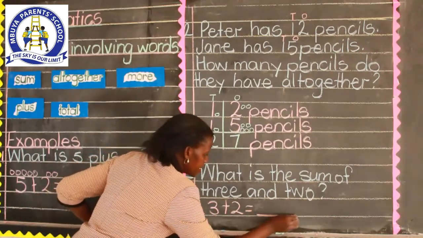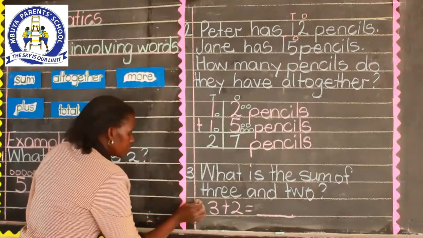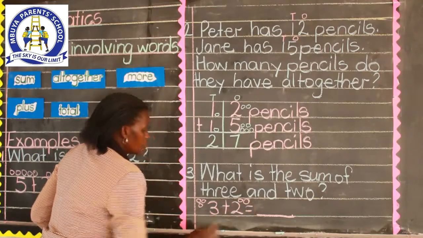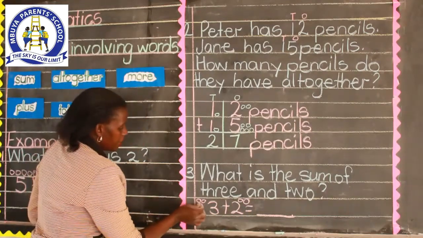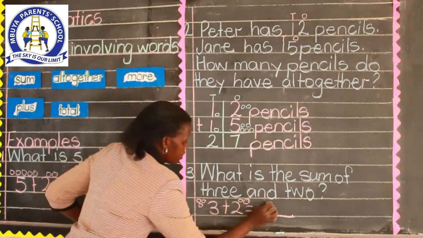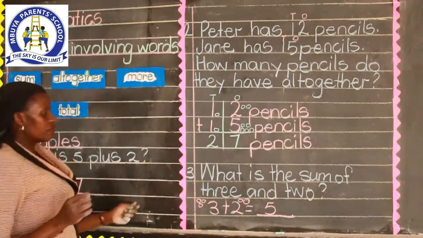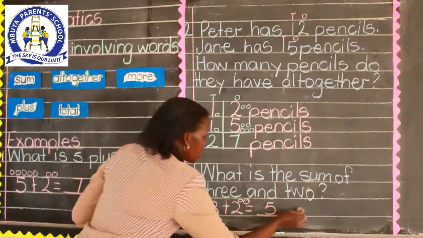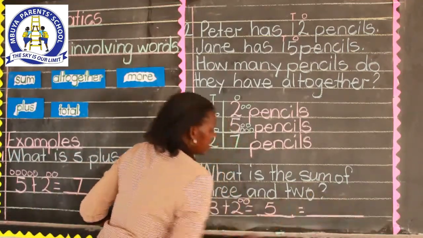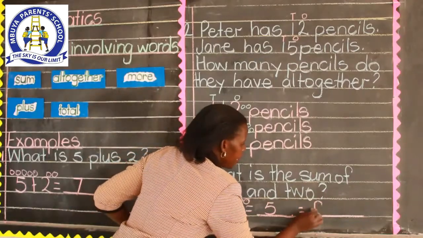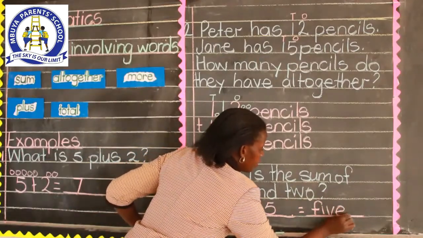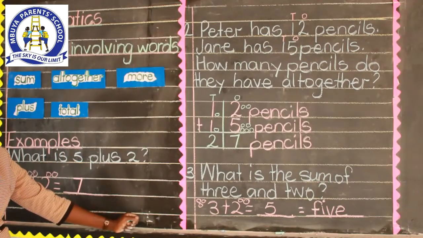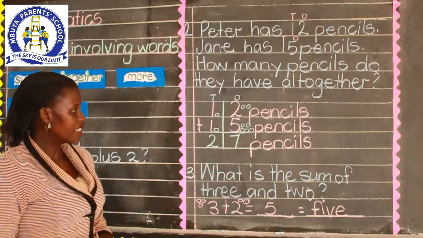What do we get? We draw here balls. 3, 1, 2, 3. Plus 1, 2. We count all. 1, 2, 3, 4, 5. This is 5. But now since they have given in words, children, we can't leave our answer like this. So we have to write our answer also in words. So you write the word 5. And that is our answer. Are we together? Thank you so much for listening.